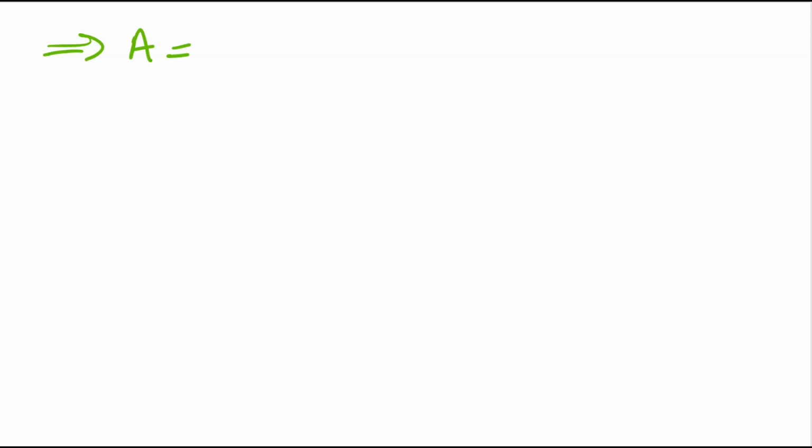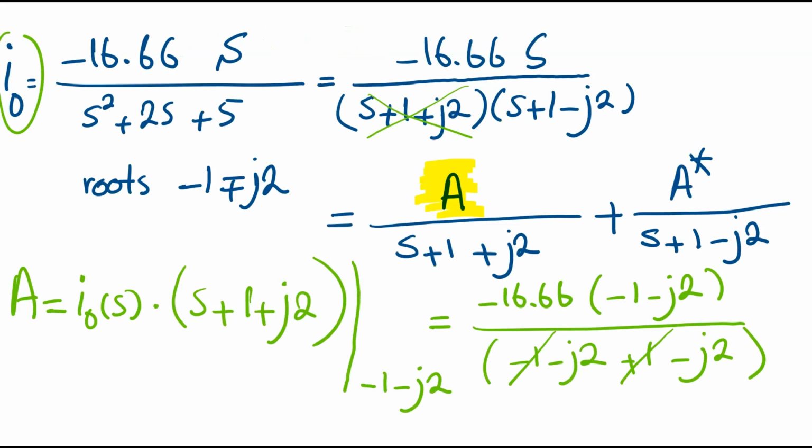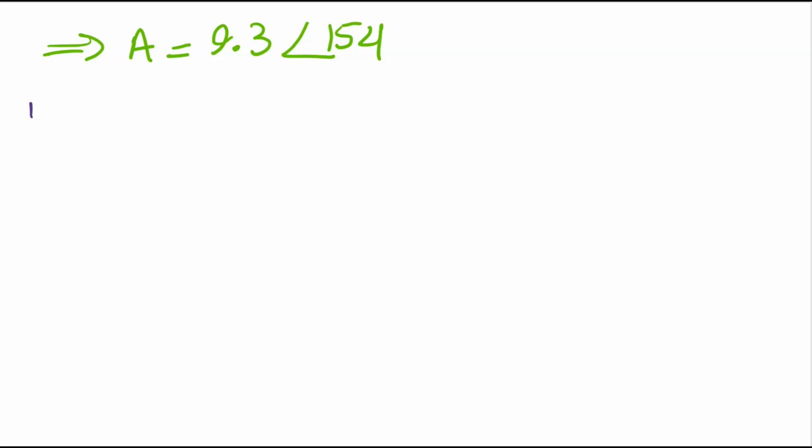So A is equal to 9.3 with an angle of 154. Okay, now that we have A, it means that we are done with PFE, because we have calculated our A and we know the conjugate of A, so we have both numerators. Now let's see how we can do the next step, which is the Laplace inverse transform.